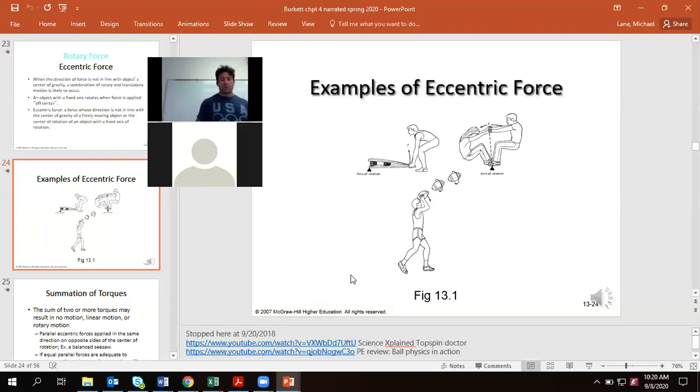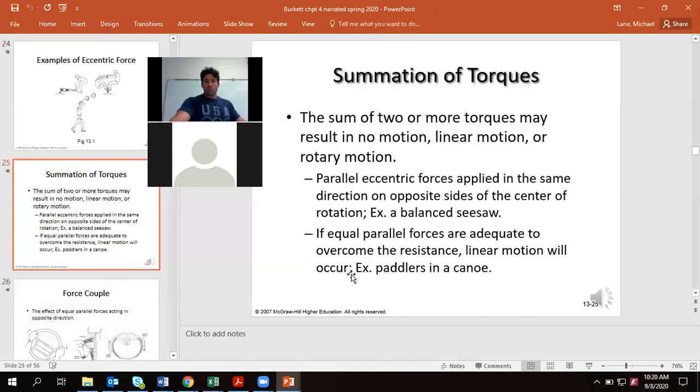Now, I do have some links over there at the bottom. You can kind of see that, but those are up on your slides online that you guys can look up. That's going to give you some examples of eccentric force and how we're going to create that about the axis of rotation upon which we're trying to rotate it.